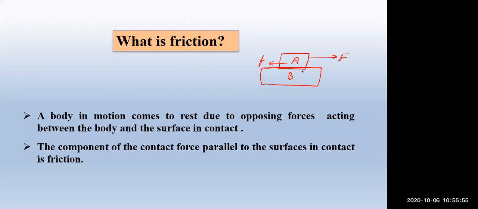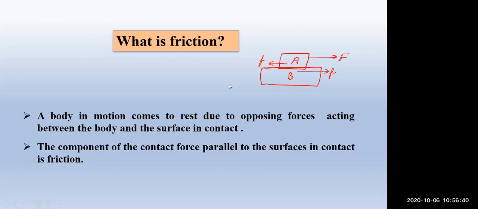And for B, B is trying to go backward with respect to A, so friction will act forward on B. These two frictions on A and B are a Newton's third law pair. Since A is trying to go forward with respect to B, the friction force will act backward, and B is trying to go backward with respect to A, so the friction force will be forward. Now we can see what is written here: a body in motion comes to rest due to opposing forces acting between the bodies. As A moves on B, the opposing force, the friction, will try to stop that motion. So that is friction.